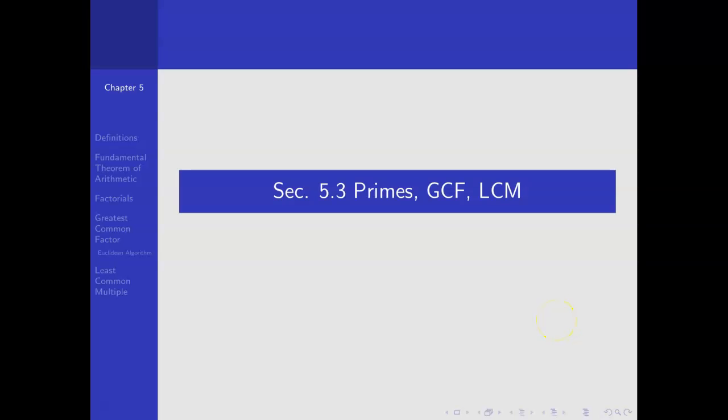Today's lecture is about primes, greatest common factors, and least common multiples. We're going to start out with some definitions and work our way through looking at how to find greatest common factors, how to find least common multiples, and some of the relationships between them. But really, this section is all about getting a better understanding of how integers relate to each other.